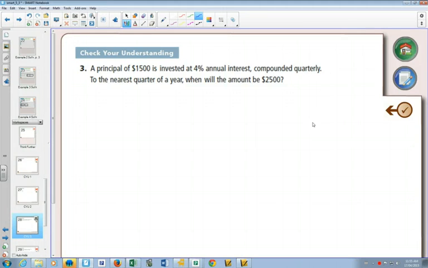So the way that this would show up on an exam is they would give you the formula. So let's say they gave you the formula in this form, where n is the number of compounding periods per year, p is the principal, and r is the interest rate. What you would then do is plug everything into the equation.